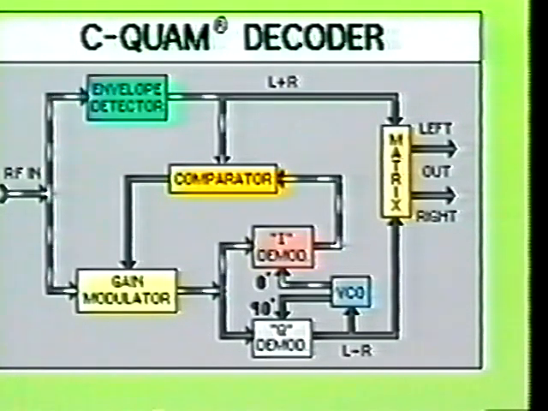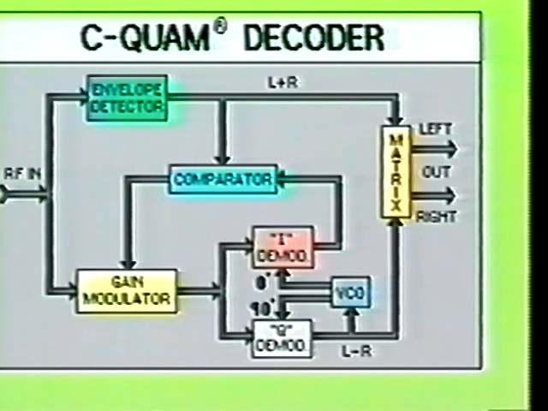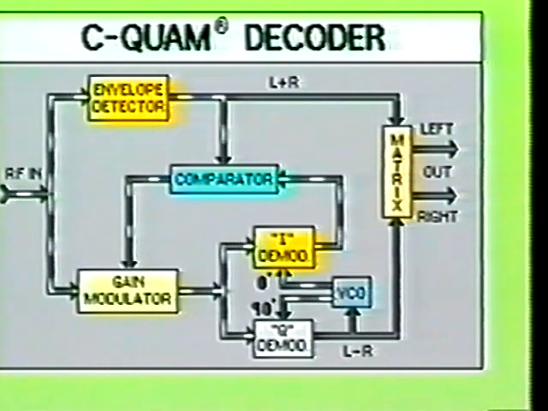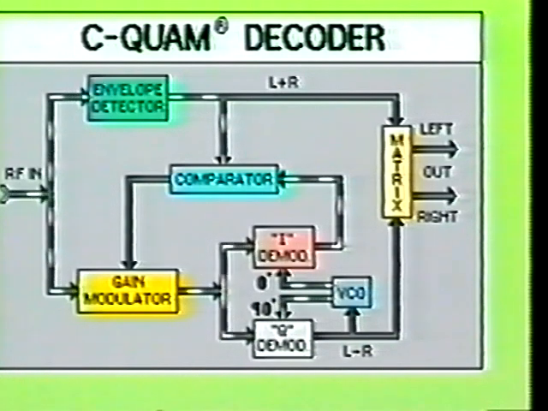The two signals are compared, and the resultant error signal is used to gain modulate the input of the I and Q demodulator sections. When the broadcasted signal is L plus R or monaural only, the transmitted signal is pure AM. In this situation, the envelope detector and I demodulator both see the exact same signal. This results in no error signal being generated from the comparator, in which case the gain modulator does nothing and the signal passes through without change.